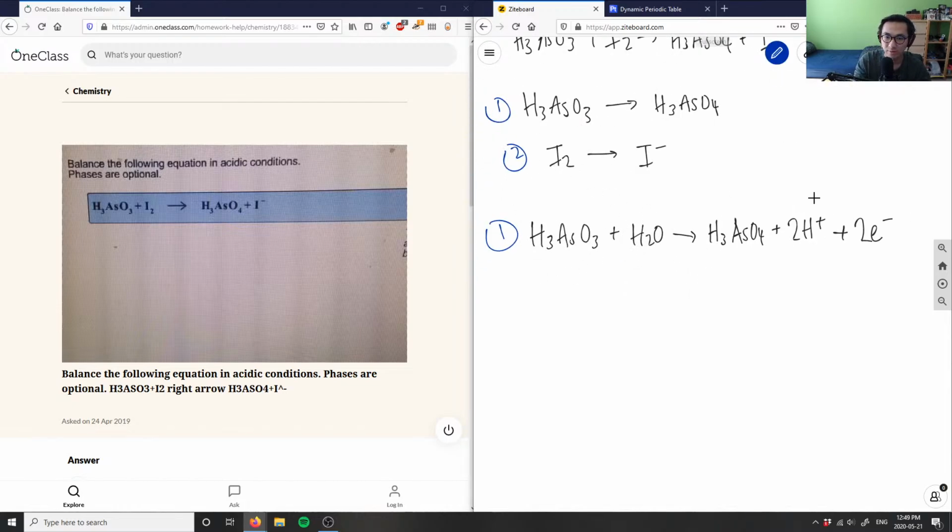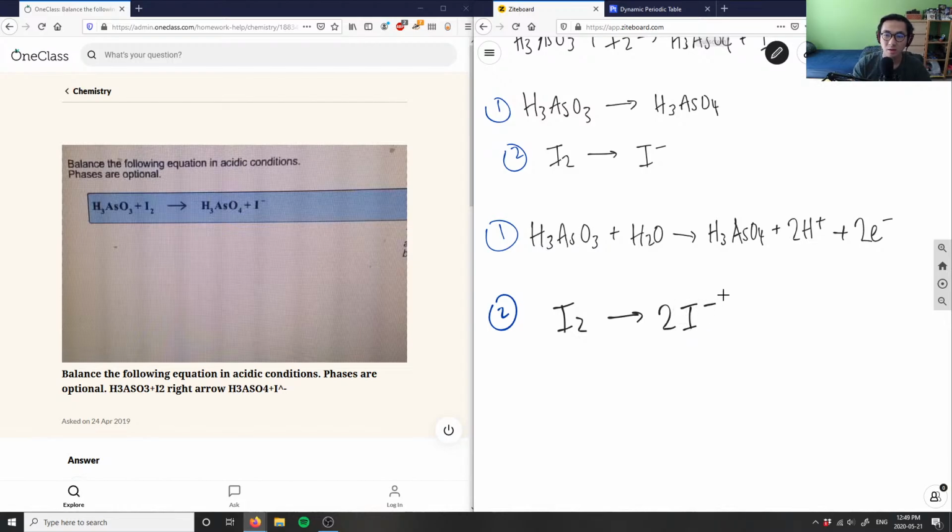And then what I can do now for number 2 is balance out the second half reaction here. So I2, let me do this in black. I have I2 to I minus. So first what I'm going to do is balance out all the elements that are not hydrogen or oxygen. In this case, we only have iodine. We have 2 iodines on one side and 1 iodine on the other side. So we just simply have to add a 2 to the right side to balance out the iodines first.